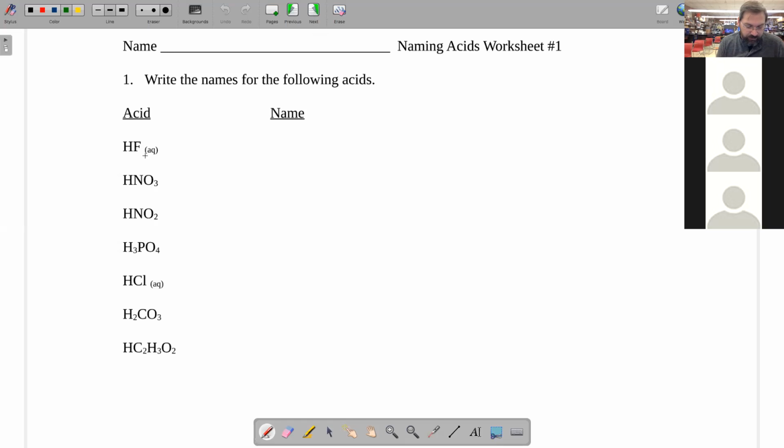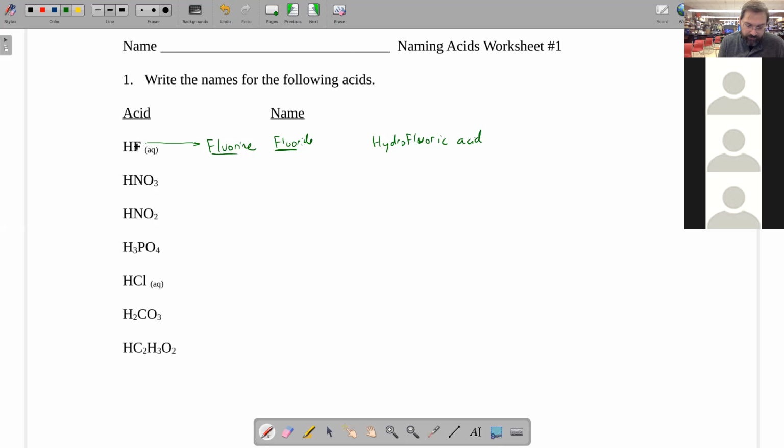So HF, that's a binary acid. How you do that is you just look at F. F is the element fluorine, but you know that as an ion, it's fluoride. No matter what, fluor is the root. And for binary acids, it's hydro, then the root of the element, and then you put acid at the end.